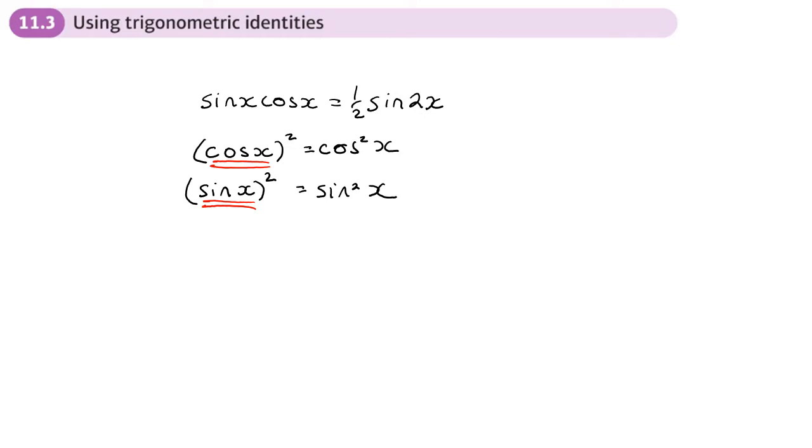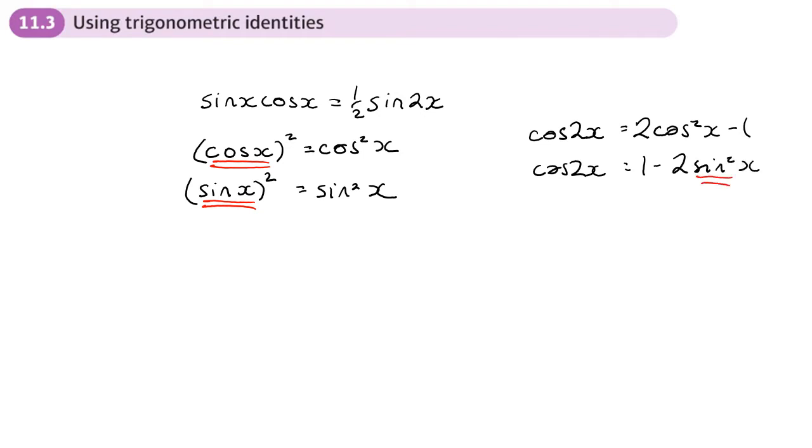So we'd use an identity to change those, and we have the double angle for cos, so we have cos 2x is equal to 2 cos squared x minus 1, or cos 2x, a different form, is 1 minus 2 sine squared x. So you've got the sine squared and cos squared here, so this could be rearranged to deal with those. Yeah, so that's useful.